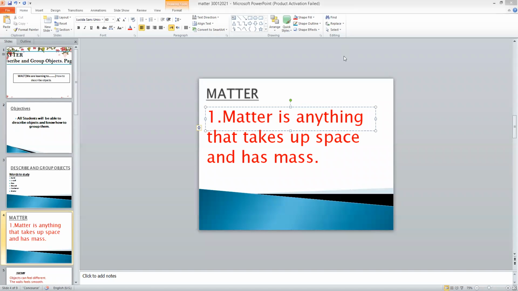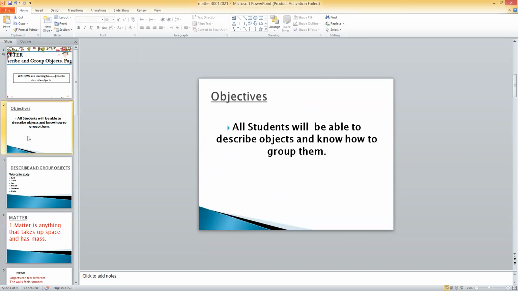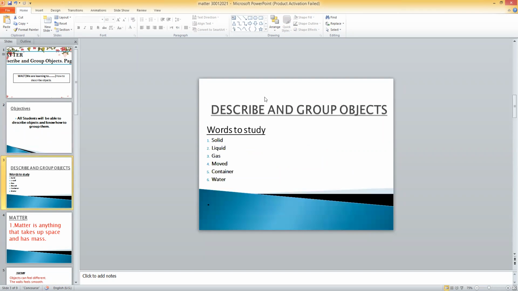All right, what is our objective? All students will be able to describe objects and know how to group them. You'll be able to describe objects by their properties, then how to group them. So our word for the week that we're going to study is what?